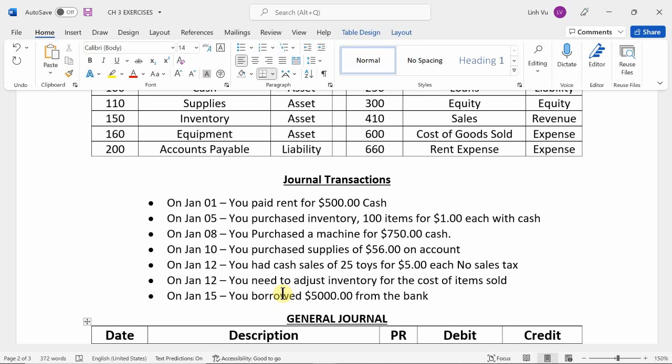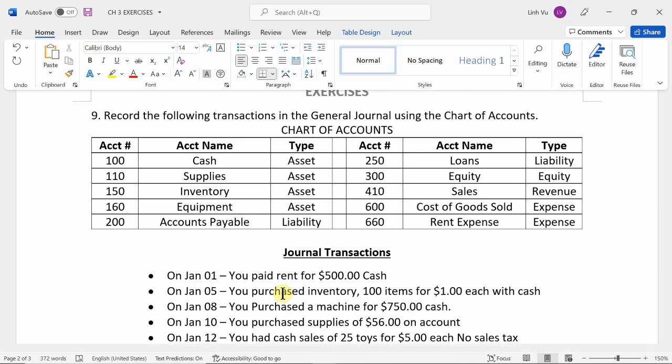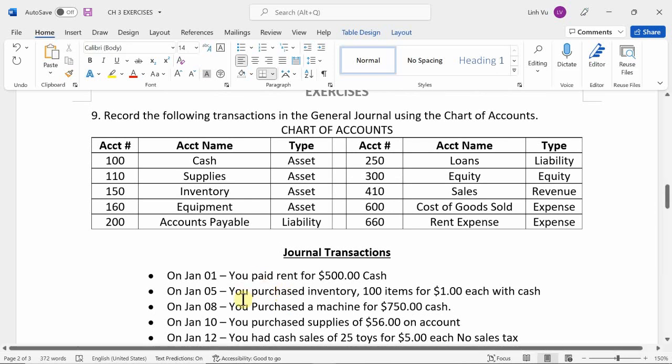Okay? Straightforward. So scenario number 2 says that on January 5th, you end up purchasing inventory, 100 items for $1 each with cash. So what did you do here? Let's take a look at my chart of accounts. What account would I use? We gain the inventory.